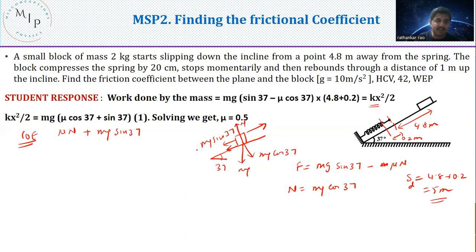Now, in the previous example, what did we do? We just equated the forces. Now we are not equating the force. The energy gained by the spring is equal to so much. The energy released by the spring, not lost, is equal to mg into mu cos 37 plus sine 37 into 1.